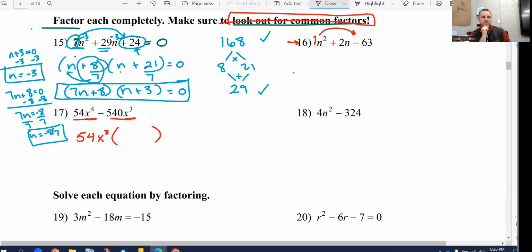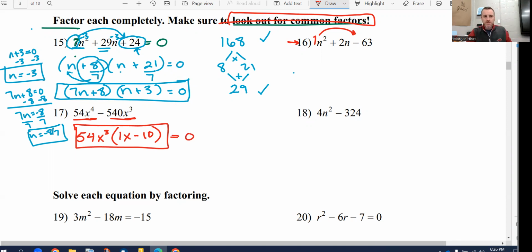So what do you have to multiply 54 by to get 54? 1. We don't have to write this 1. We could. I will. What do you multiply x to the third by to get x to the fourth? Just x. So the first term here is x. And then what do I have to multiply 54 by to get -540? You have to multiply it by -10. And then what do I have to multiply x cubed by to get x cubed? 1. It's already x cubed. So it would be -10 times 1. So this is factored now. Awesome. That was easier than the other factoring. At least generally speaking it is.